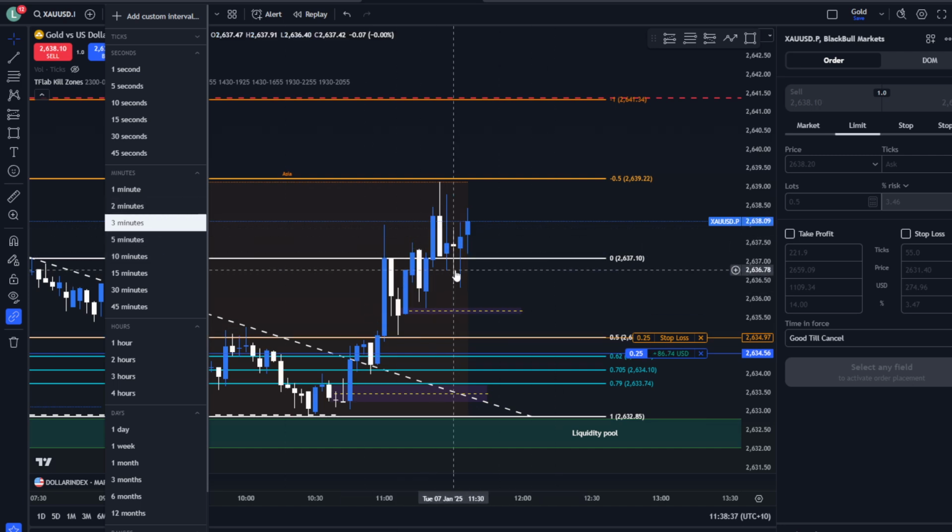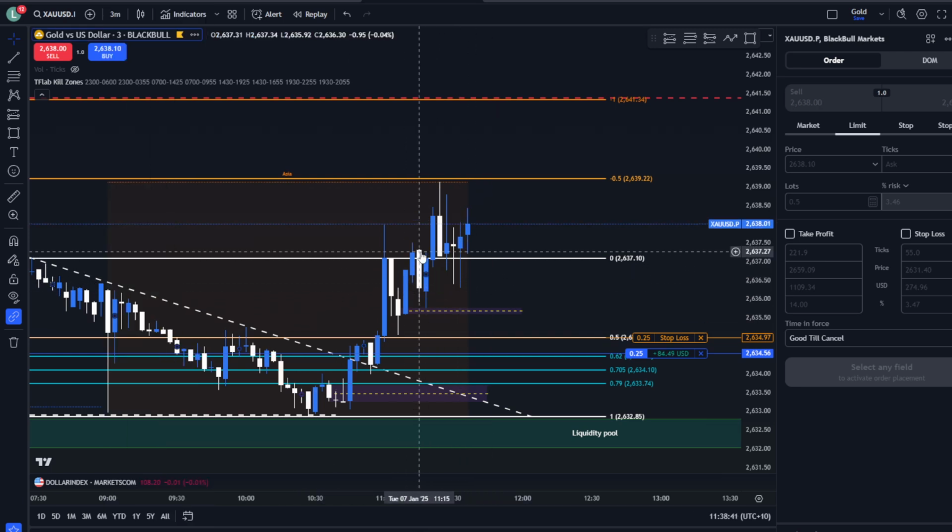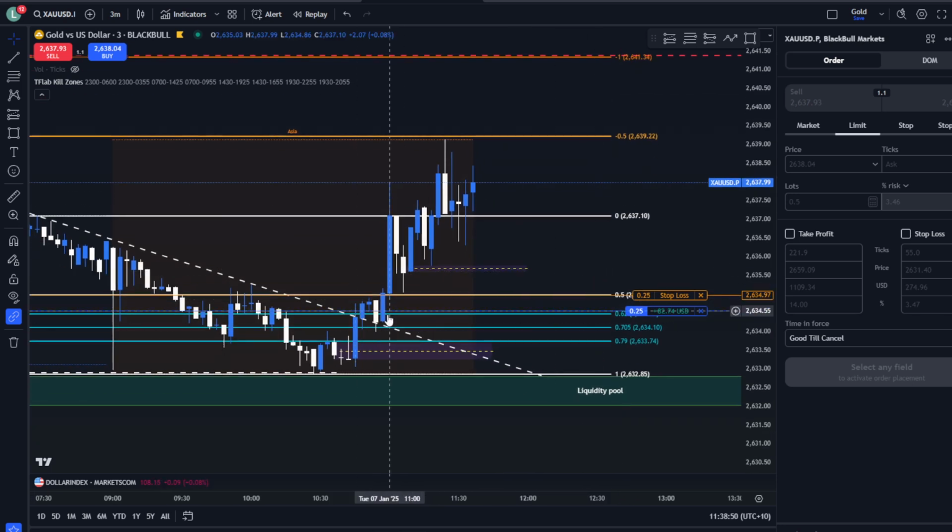But I can't see that here. You could say this is an order block, but I don't think that's an order block. There's no engulfment. There's no high volume coming out of it. Right down here, this could be an order block.